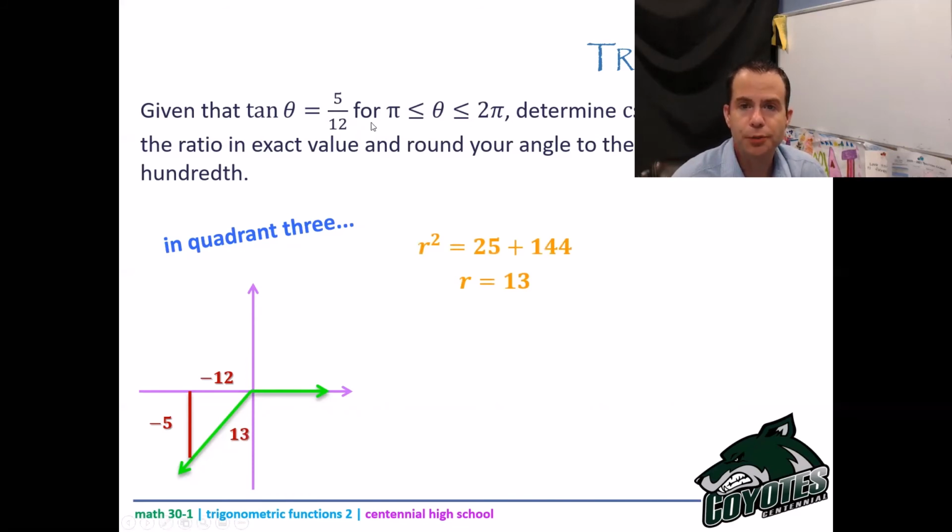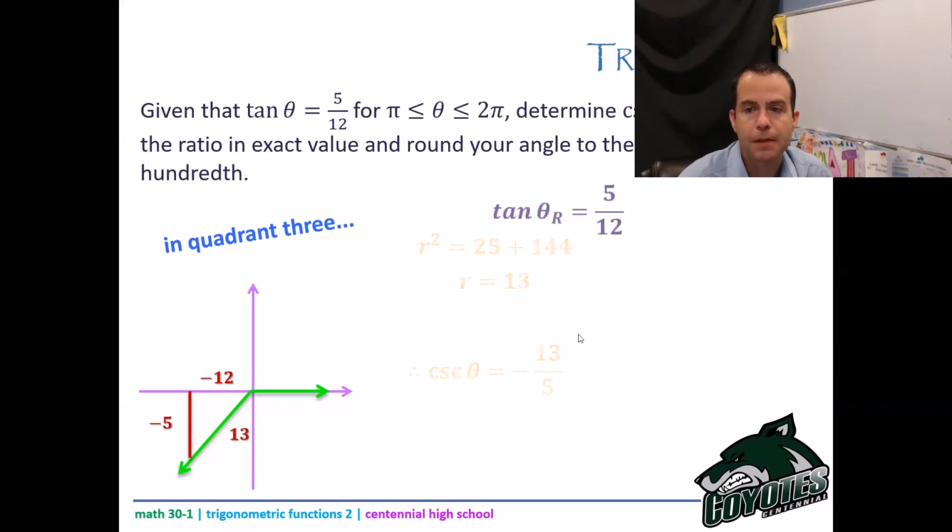Okay, so you were asked for cosecant of theta. Well, cosecant is the flipped version of sine. Sine of theta would be -5/13, so cosecant of theta is -13/5. I just flip it. Oh, sorry, I did that a little too quick. Let me just go back for a sec.